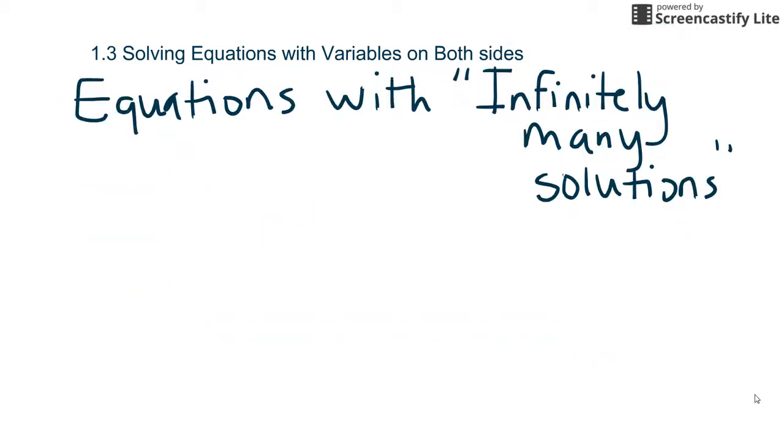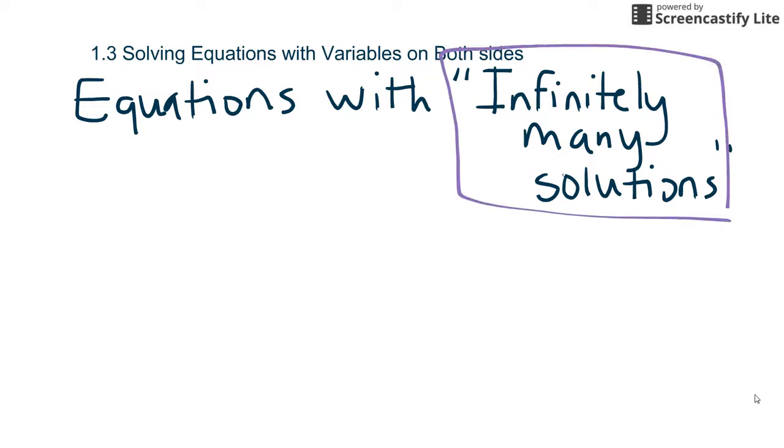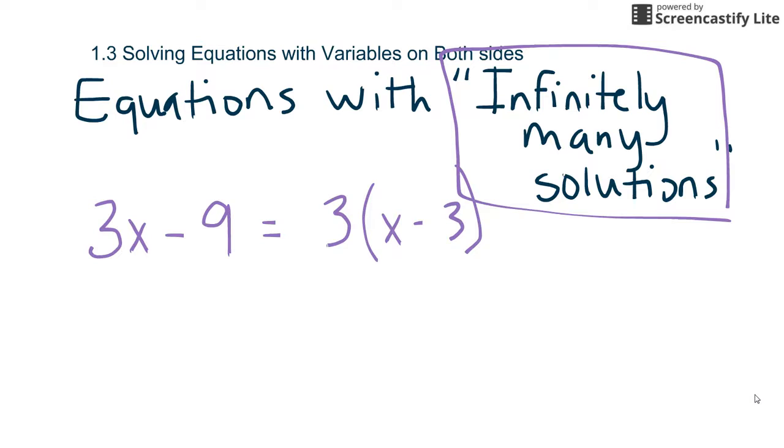Okay, and then other times you end up with equations that have several solutions. So we call those infinitely many solutions. And basically what that means is you could put in any number that you can think of and it would make the sentence true. So for example, if we have 3x minus 9 equals 3 parentheses x minus 3. Okay, so again, you're not going to know that this is a special kind of problem. You're going to start like normal.